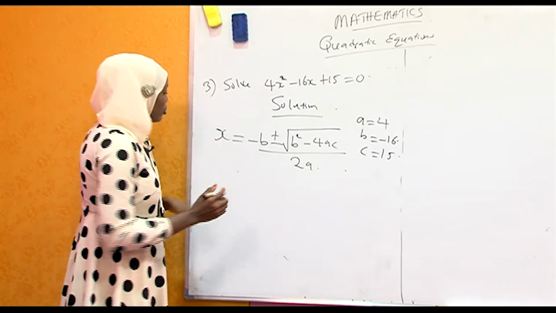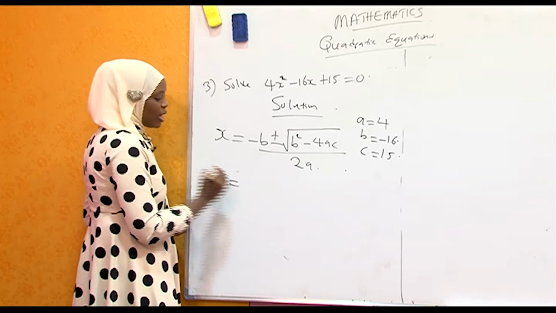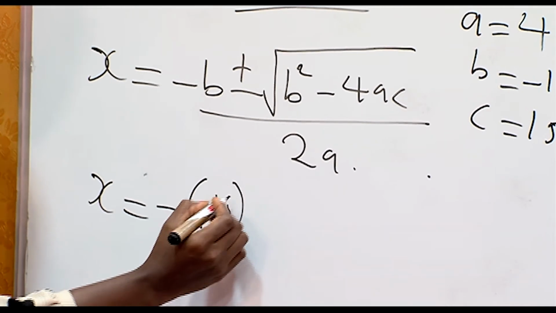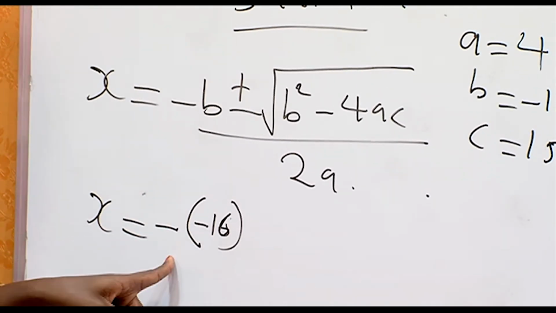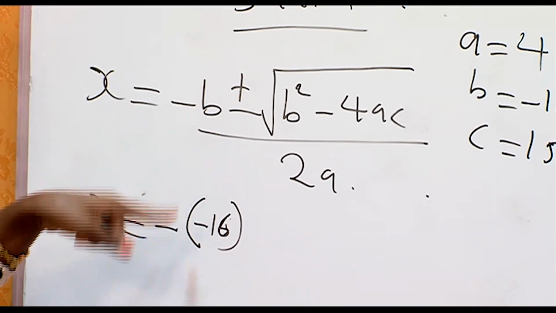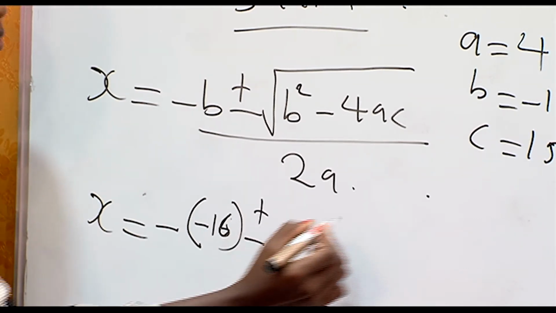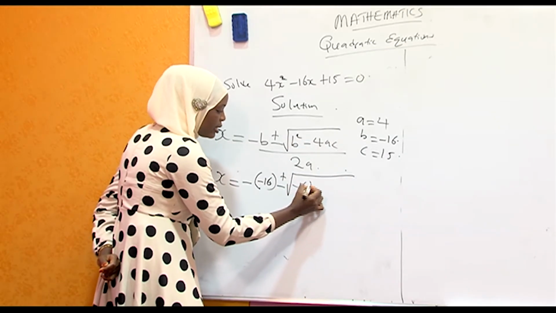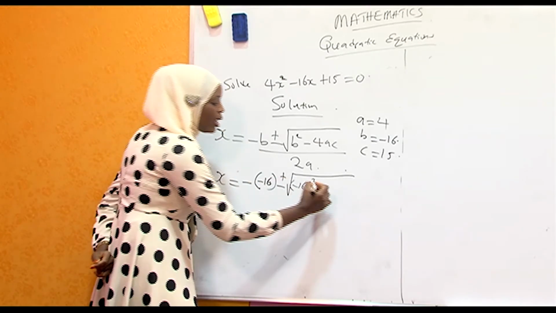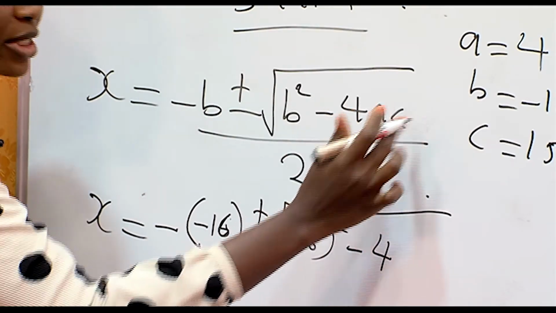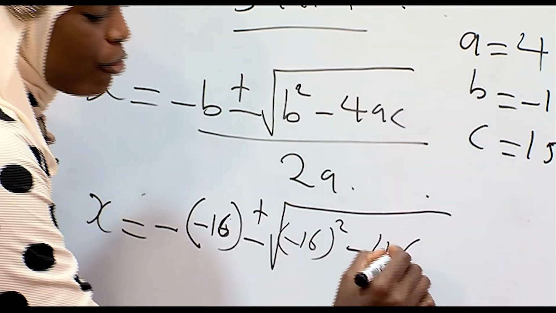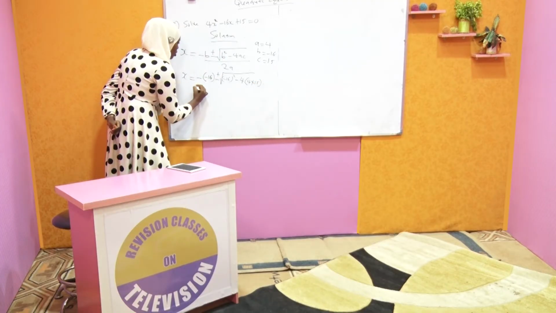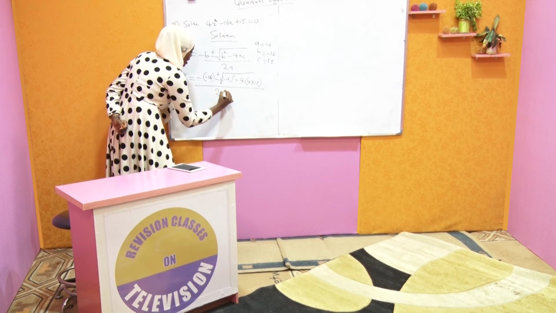So substituting into the formula, we have x is minus b. My b is minus 16, so I'll have to put it in bracket so as not to confuse the minus, because at the end you may be getting a different sign. So that's minus b plus or minus the square root of b squared, which is minus 16 squared, minus 4 a times c. I'll put it in bracket. A is 4 times c is 15 all over 2a is 2 times, what is our a?